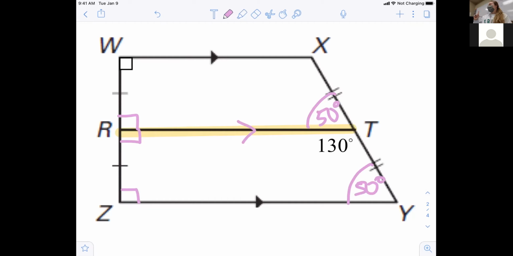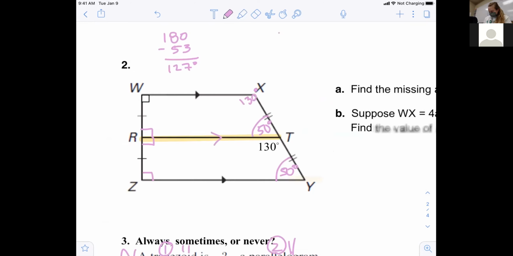I have one more angle I need. What is angle X? True? Yes. Why do you know that? Good. Same reason for everything, right? They're either supplementary or the corresponding angles. There's a lot of reasons we can use. Very, very good. All right.